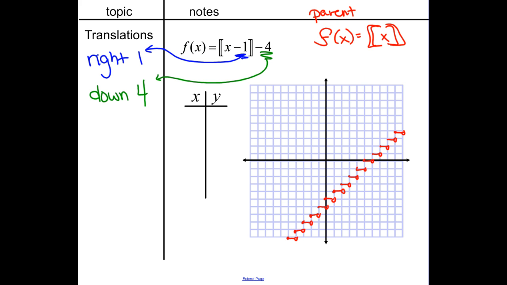That's all I have for right now. All we're working on first is translation. So translating, moving left, right, up or down. That's all we're working on. Next, we're going to do the dilation, which means we're going to stretch and shrink the stuff.